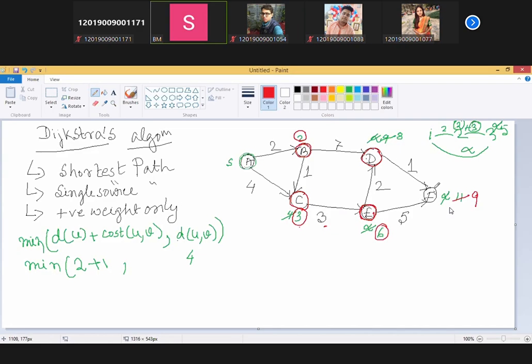This is done. This is the last node that you can think of exploring. Everything is so. If I consider the shortest distance from A to B, that is 2. From A to C, that is 3. From A to D, that is 8. From A to E, that is 6. From A to F, that is 9.